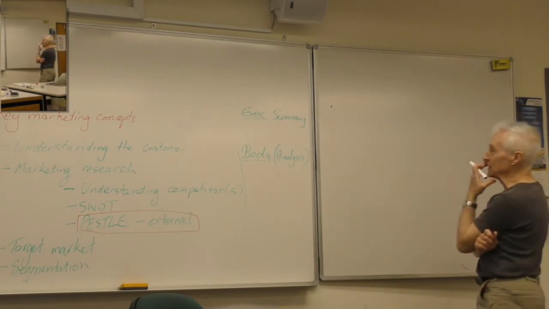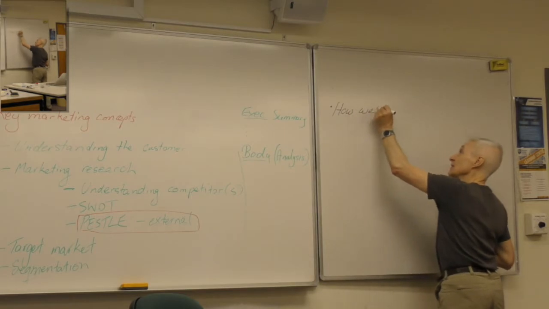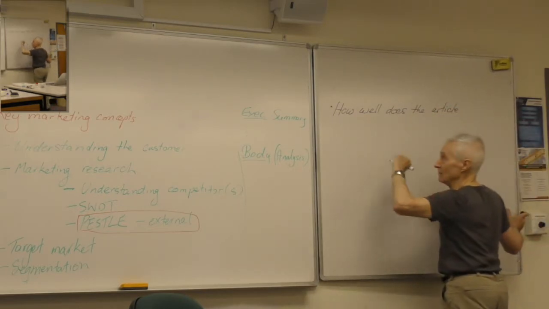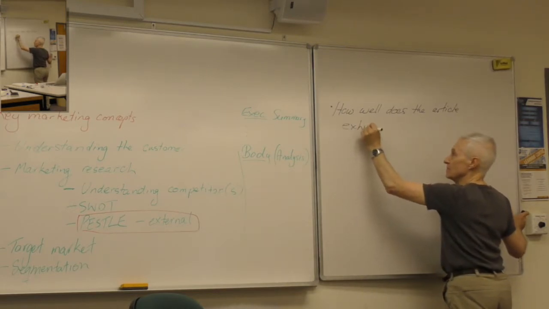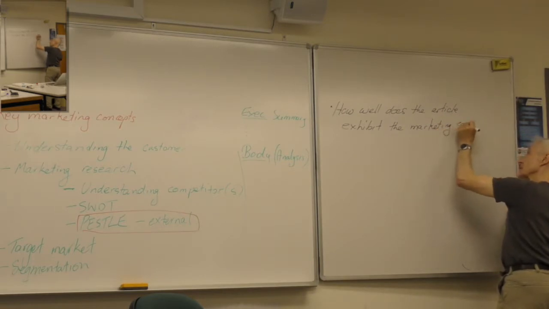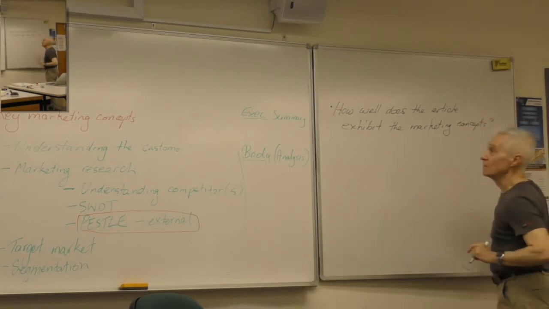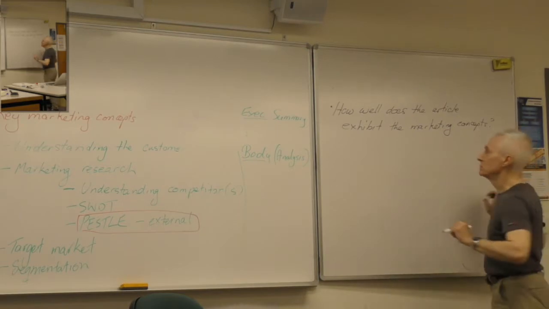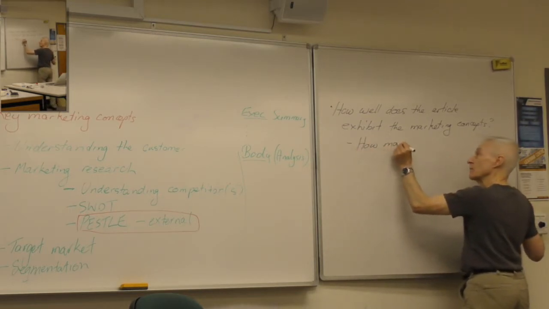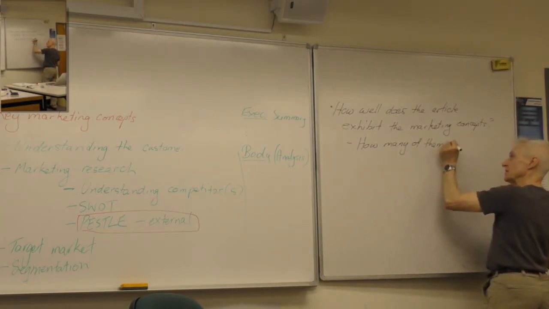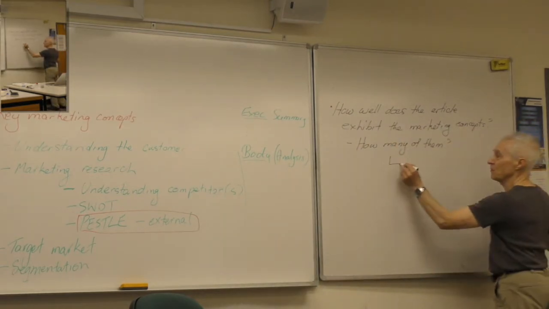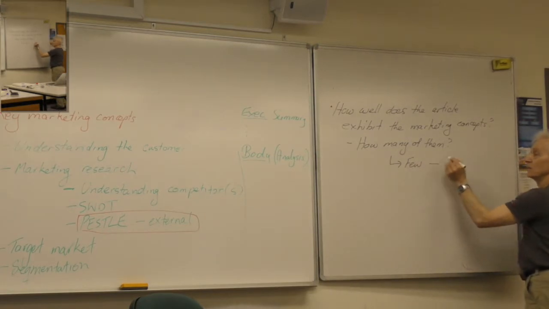So I'm looking at an article, and I go, okay, first of all, how well does the article exhibit marketing concepts? Is that a useful question to ask? Yeah. And it might be fantastic, it might be terrible. And a subset of that is how many of them does it exhibit? Because if it only looks at this and this, then, for example, if it's only a few of them, I might go, what?